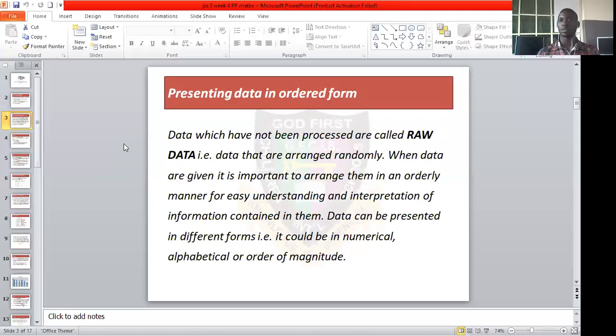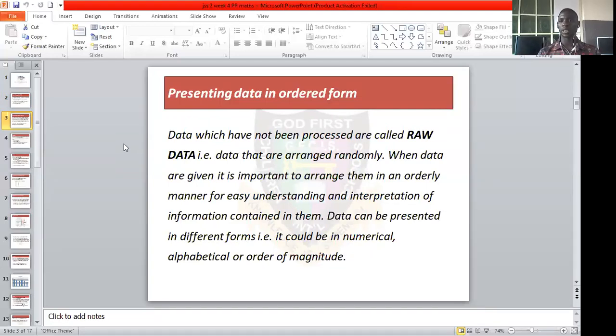There are ways by which you can arrange it. Let me take numbers. It can be given as numbers like, let's say, 13, 17, 21, 88, 105. You can see they are just scattered. They are in a random form. They are not in an orderly manner. You can't just pick out how it is being arranged. But there are ways by which you can arrange this data in an orderly manner.